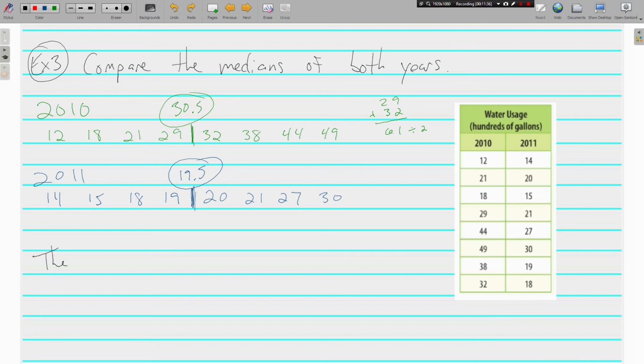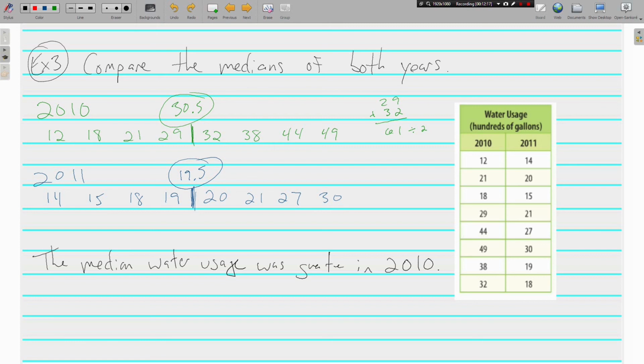So again, we're comparing. We can say the median water usage was greater in 2010. Or I guess we could say the median water usage was less in 2011. Different ways to write it. And again, why was it less? We don't know, but we could infer that maybe they were trying to save water a year later. Maybe they were running out and they had to. We don't know. We can just do our best to infer with the information that we have.